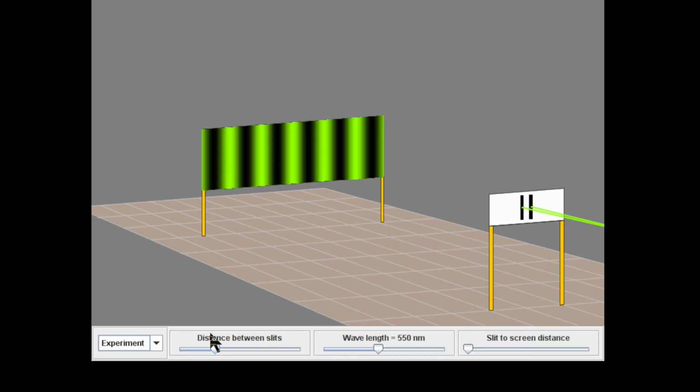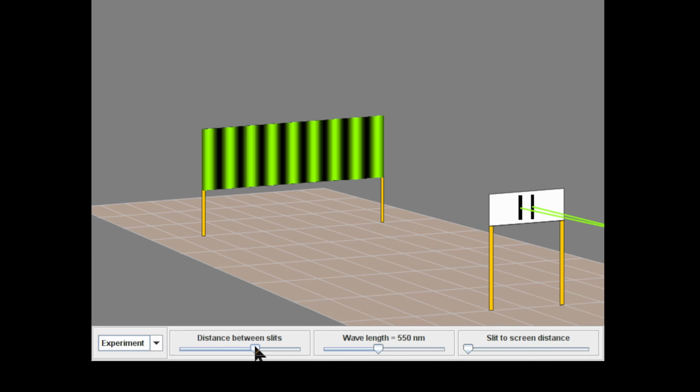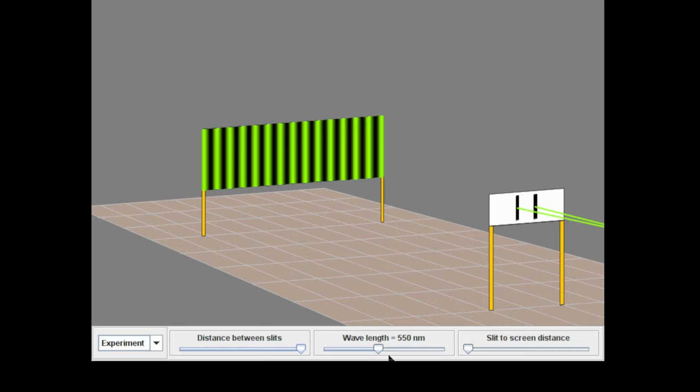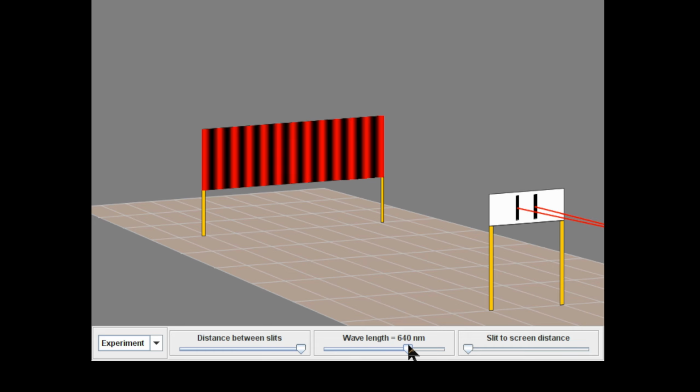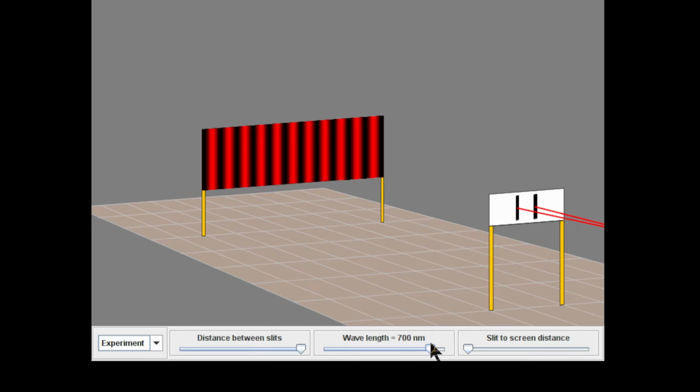Now let's keep this distance between the slits constant and change the wavelength. So right now we are at a green 550 nanometer wavelength. Let's increase the wavelength going towards the red. So you see, as you increase the wavelength, the interference pattern spreads out.